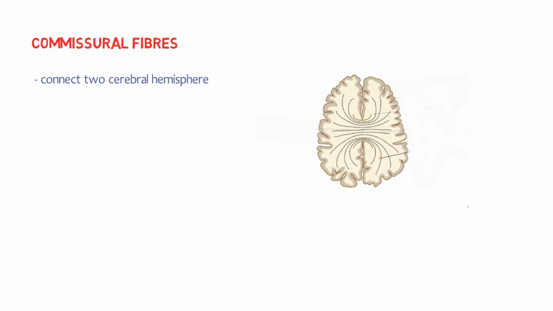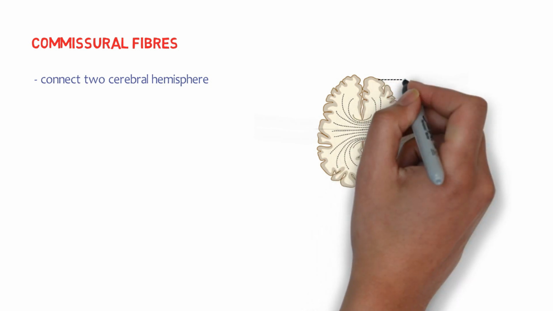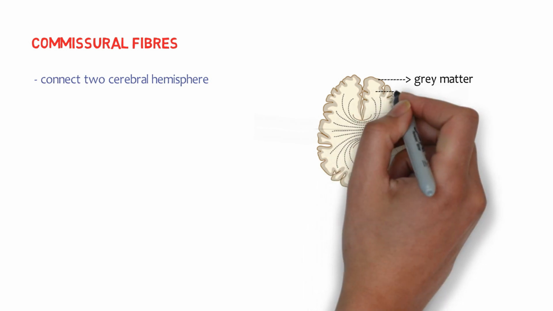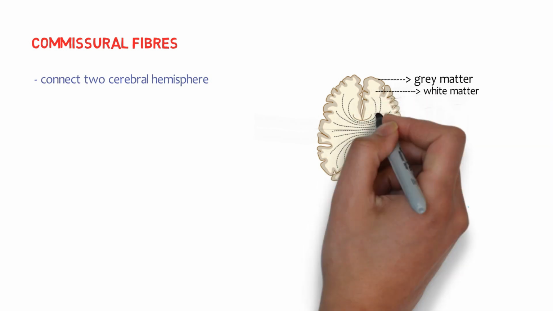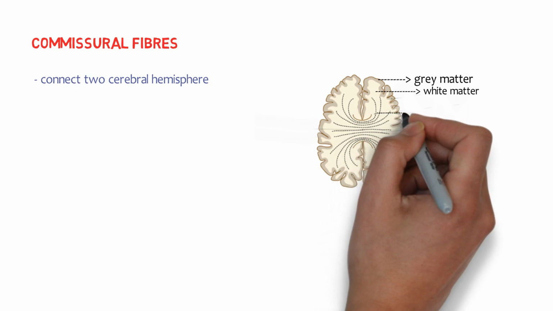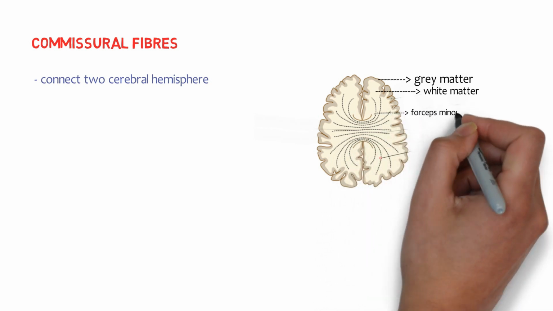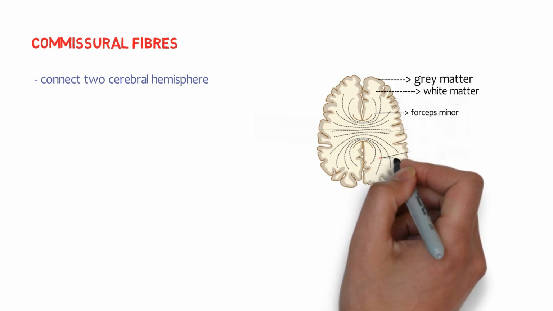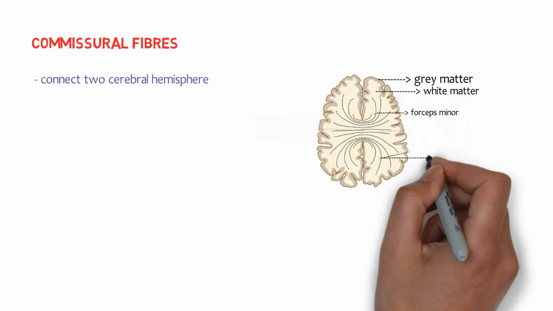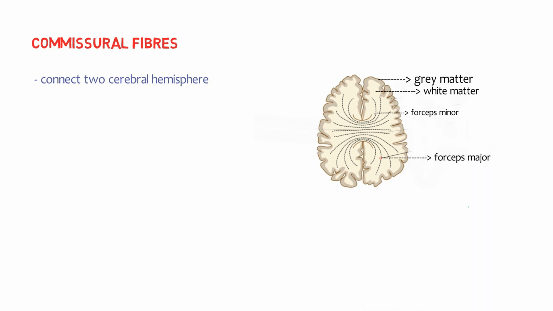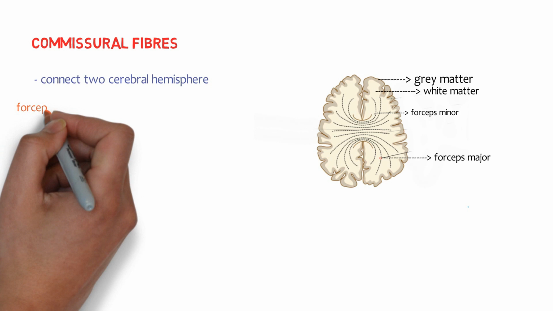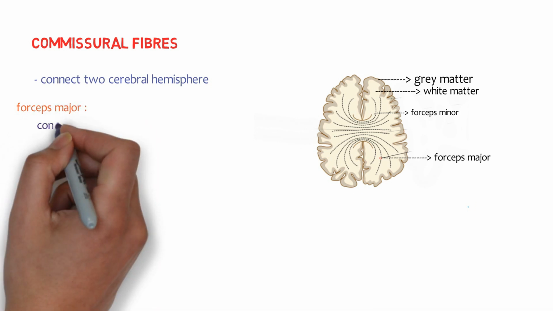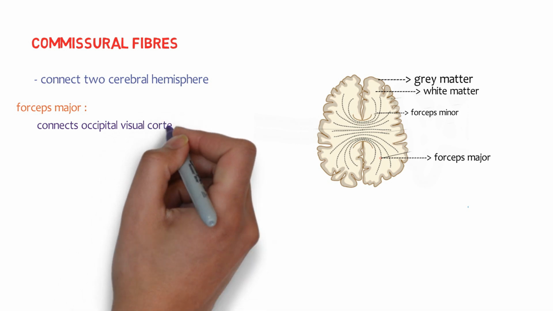Now look at this diagram. This is the simplified diagram of commissural fibers. So this is the gray matter and this is all white matter, in which these lines represent the commissural fibers. This U-shaped part is the forceps minor, while posteriorly they form the forceps major. Forceps major connects the occipital visual cortex from left to right side. This is the posterior part of the brain, while this is the anterior part, and in the posterior part there is the occipital lobe. So the forceps major connects the occipital visual cortex from left side to right side.